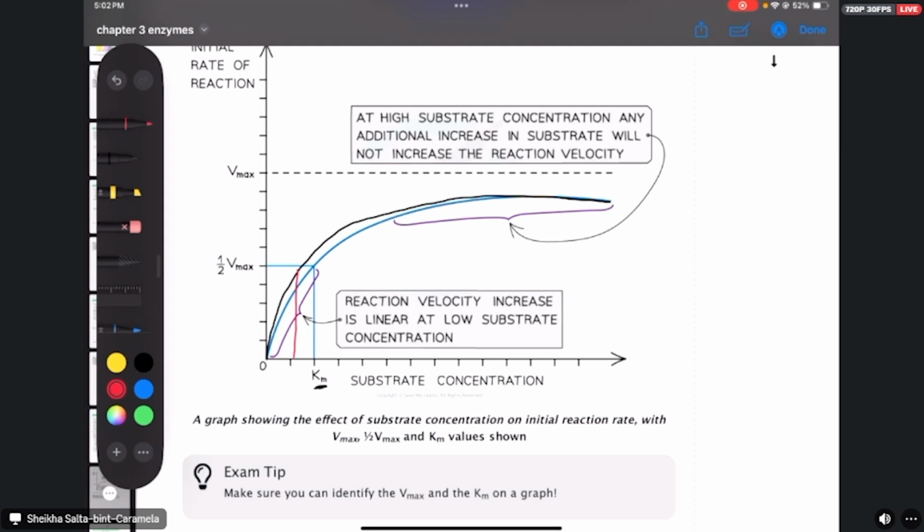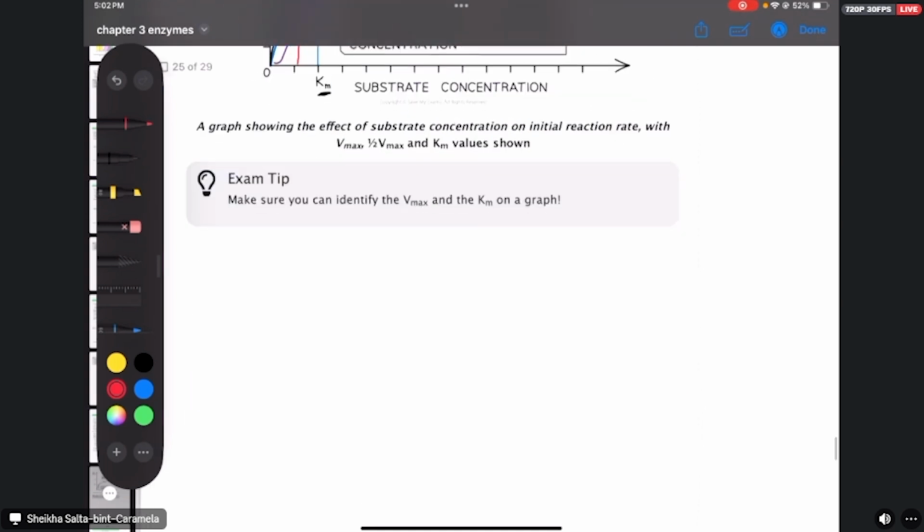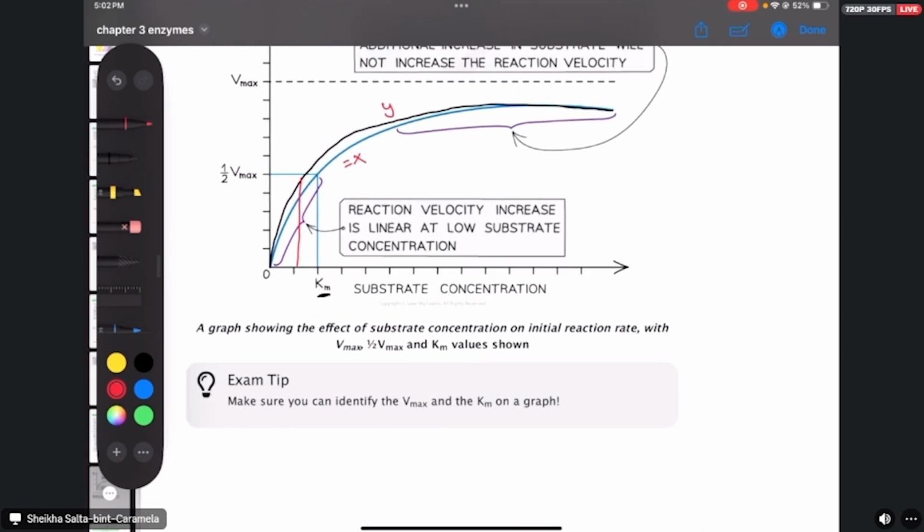So if I were to say that the blue line was enzyme X, and this was enzyme Y, then Y would have a higher affinity. Now, why do I say so? Because it reaches half Vmax before enzyme X. You can see that the half Vmax value, or the Km value, for Y is lesser than the Km value for X. Now you should also be able to identify the Vmax and the Km on the graph.